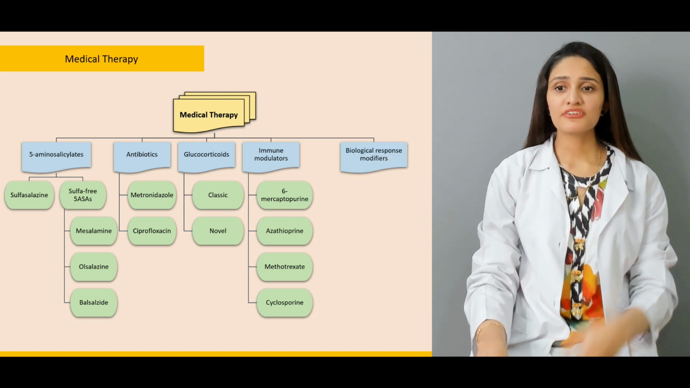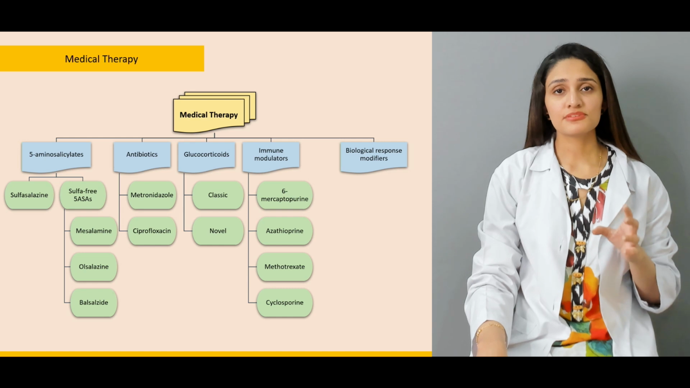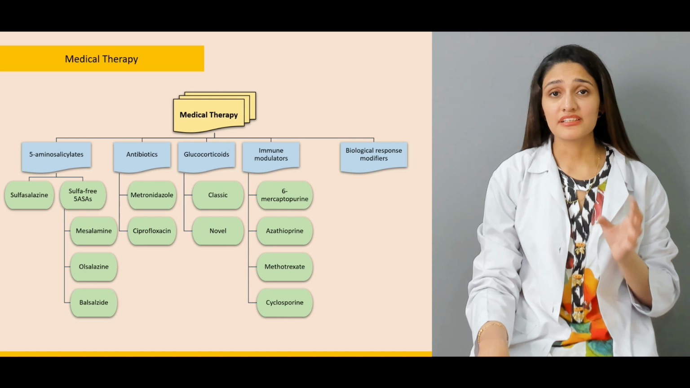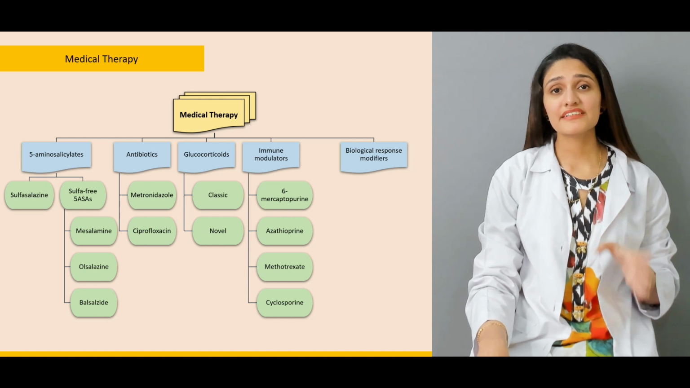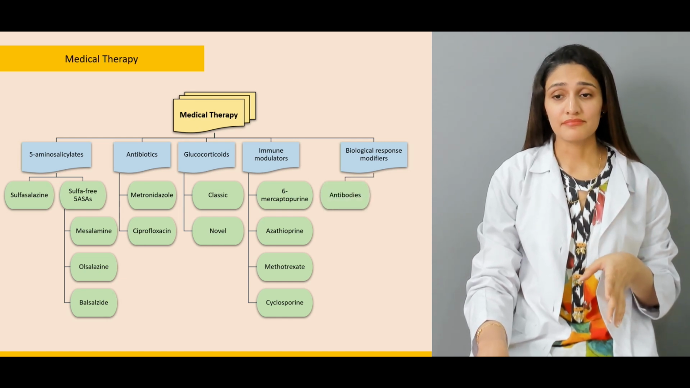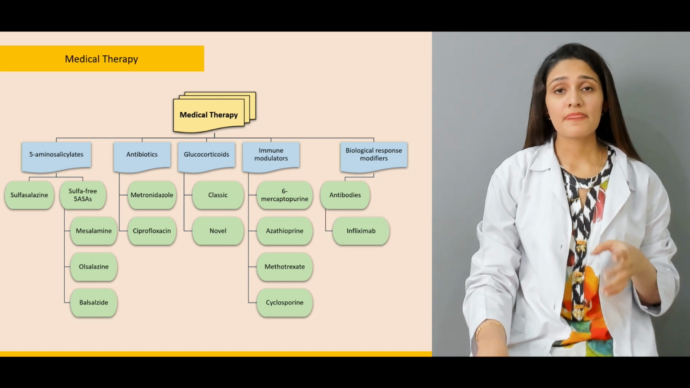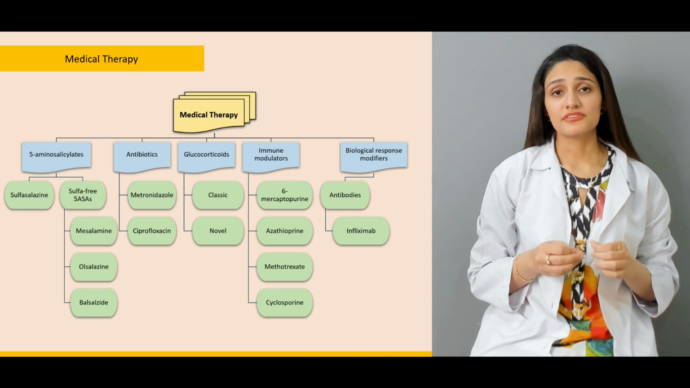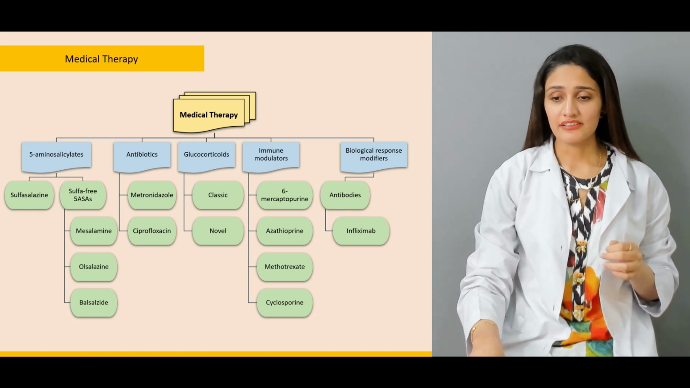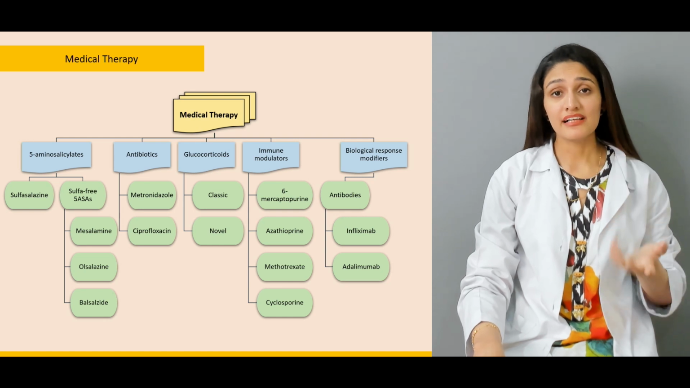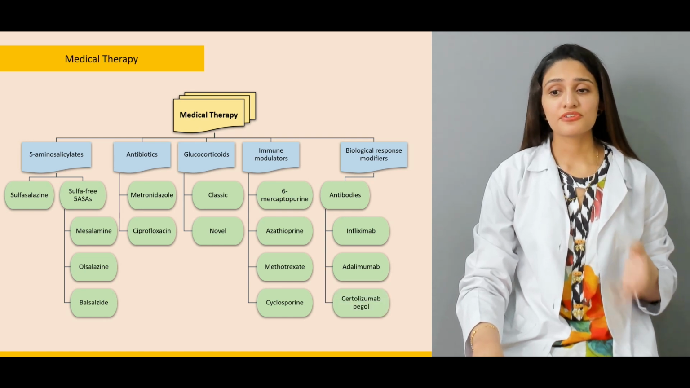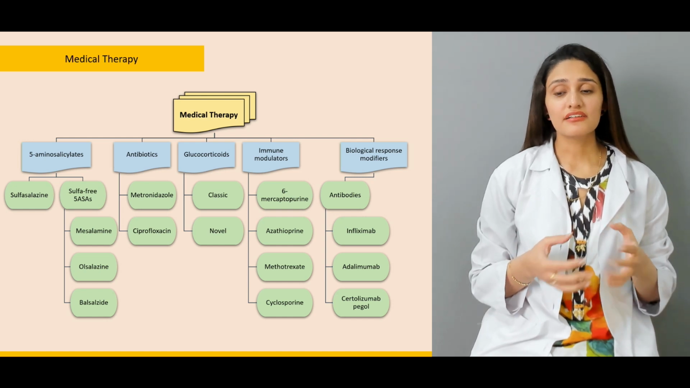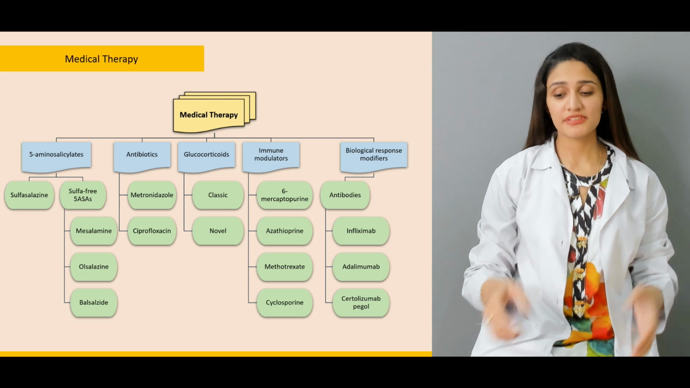If we talk about the biological response modifiers, we are specifically talking about the anti-TNF factor antibodies. These include infliximab, which is one of the prime medicines of anti-TNF factors, and other than that we have adalimumab and certolizumab pegol. Some of the side effects of these are anorexia, nausea, and vomiting.